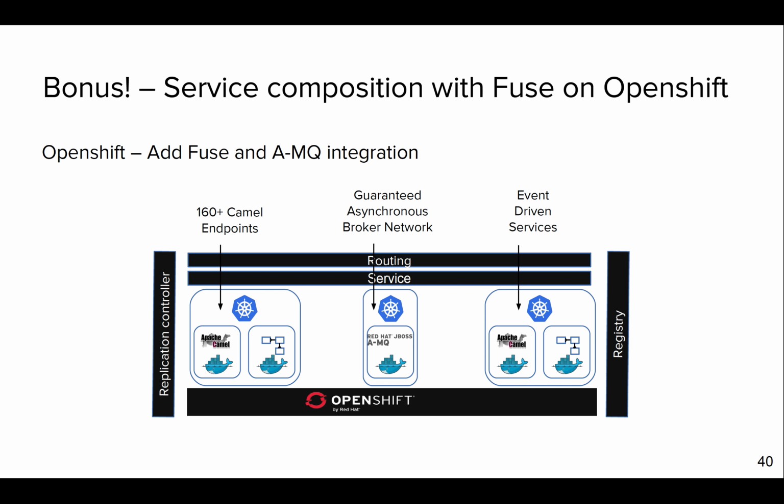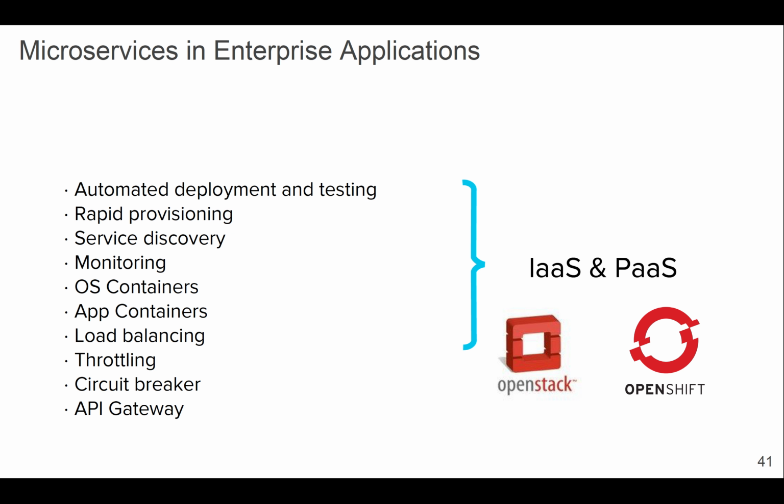you the ability to define multiple endpoints using 160 plus Camel endpoint options, or creating using certain patterns, or you can use asynchronous broker network messaging technology like JBoss AMQ, or you can have an event-driven architecture and define your services and your backend tools in this particular manner.